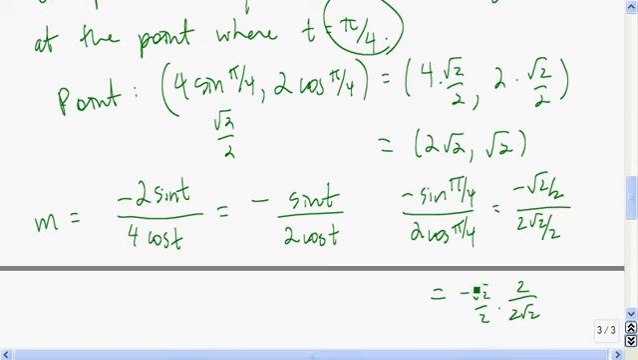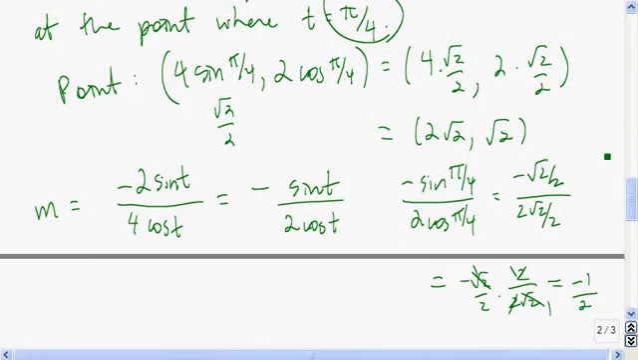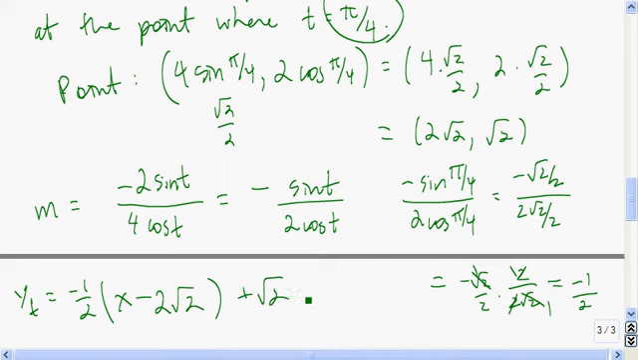Let's see, that square root of 2 cancels with that square root of 2, that 2 cancels with that 2. So we're left with a 1 there, a 1 there, and a 1 there. So we have negative 1 over 2. So that's the slope of our curve at the point 2 root 2 comma root 2. So therefore the equation of the tangent line is the slope negative 1/2 times x minus the x-coordinate plus the y-coordinate. Okay, so that's the equation of our tangent line.